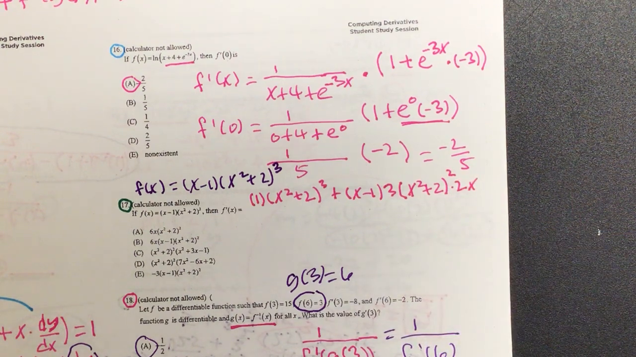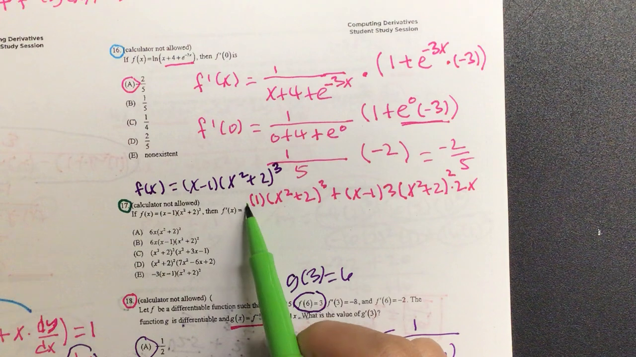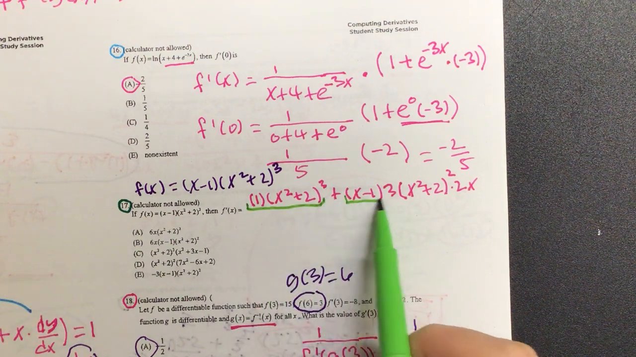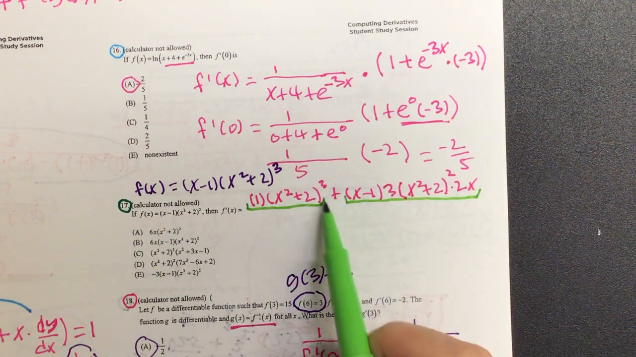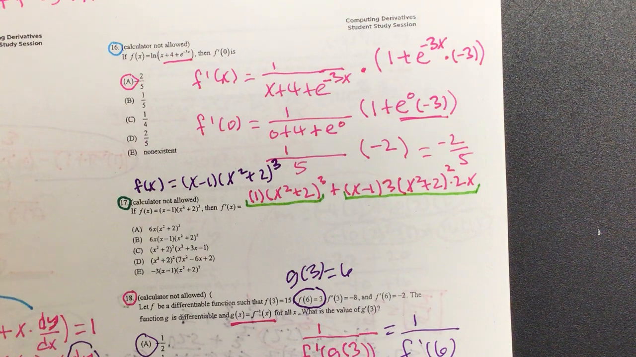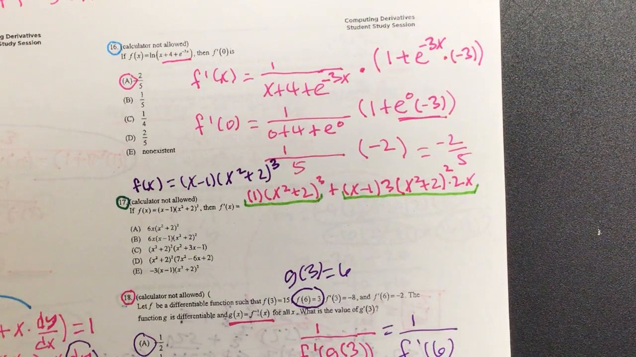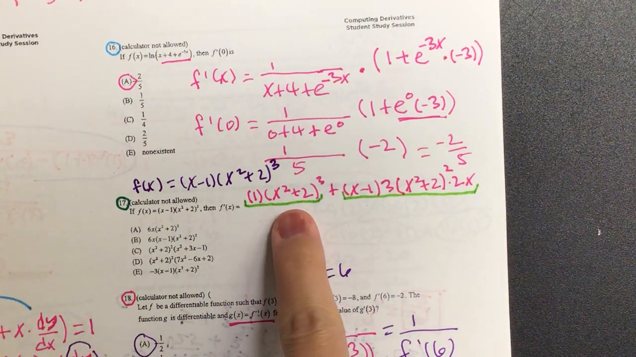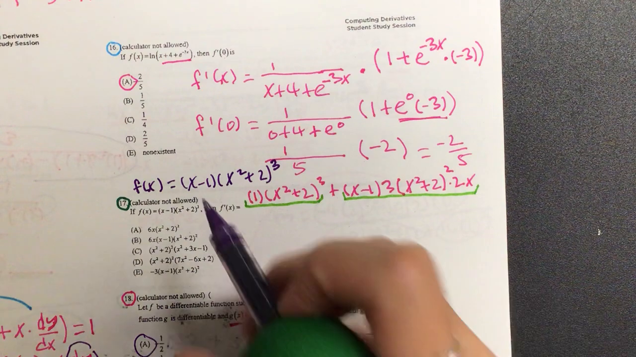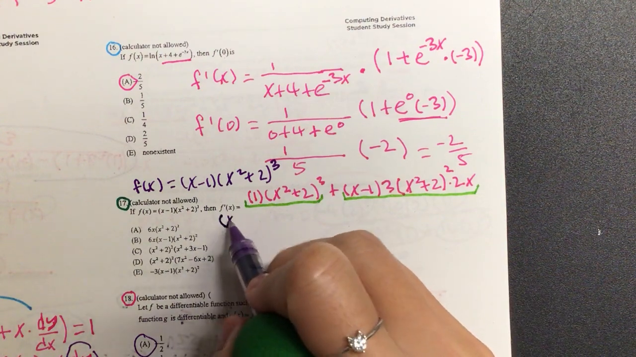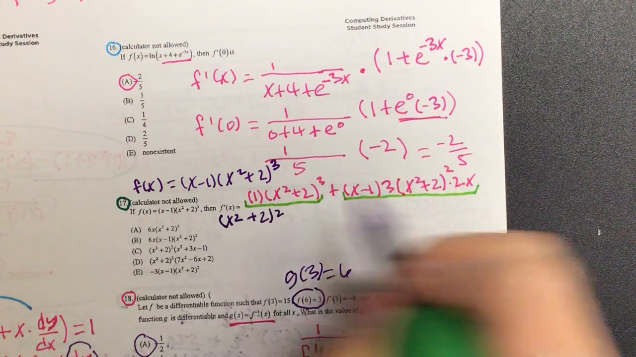Okay? And then, let's see. Maybe this highlighter would be nice. From these two chunks that are separated by this plus or minus, in this case, it's going to be a plus sign. What is common between the first set and the second set that I could take out as a GCF? x squared plus 2, how many at most? 2 of them. So we have x squared plus 2, all squared.